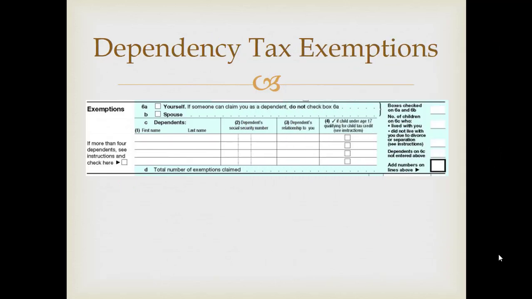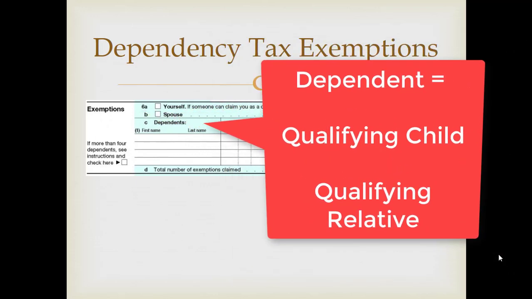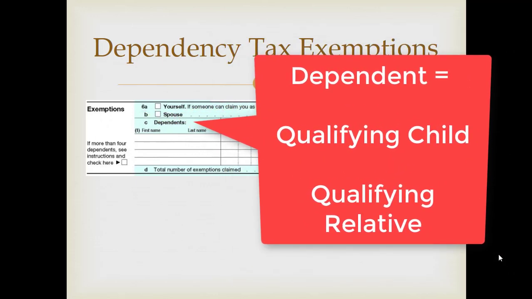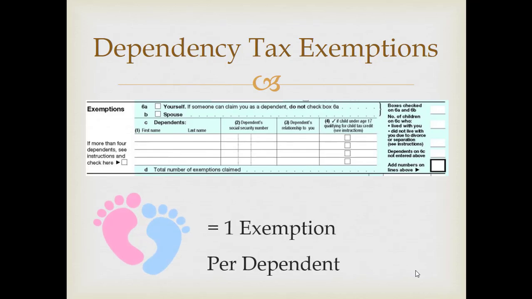The dependency tax exemption is directly located underneath the personal tax exemption portion on your 1040. Remember that the term dependent means a qualifying child or a qualifying relative. One exemption is allowed for each person claimed as a dependent on the tax return. So if you had two children, you could claim one exemption for each child.